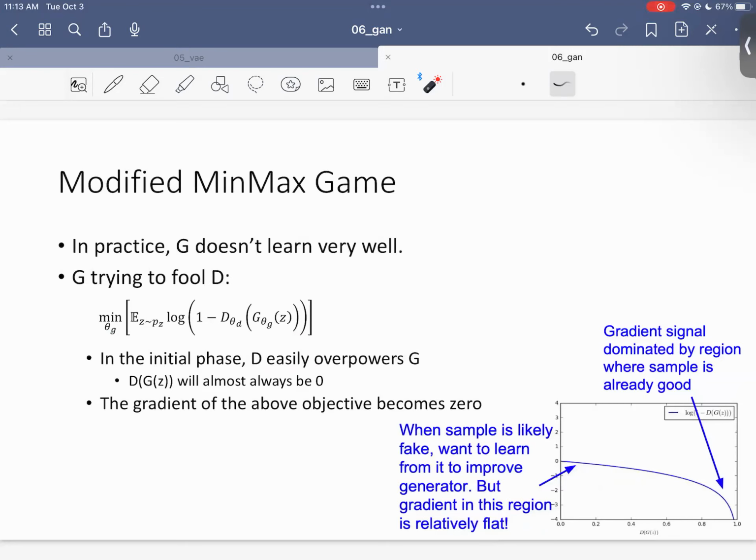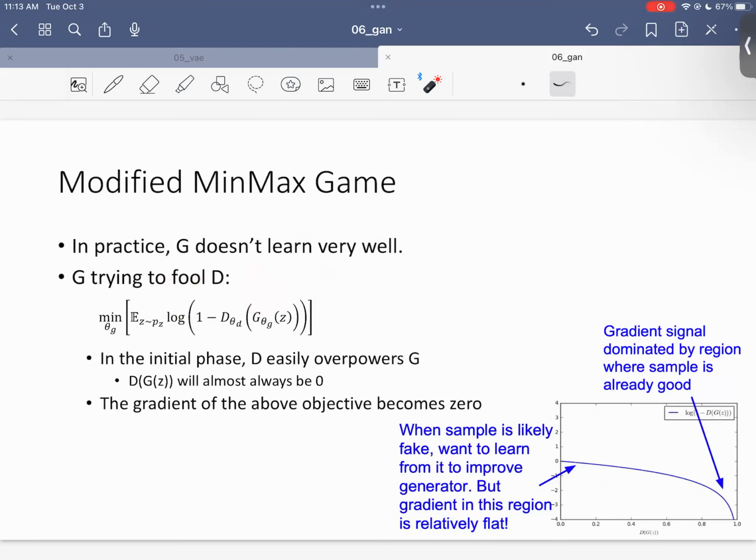So when D(G(z)) is almost 0 in the initial phase, this will become 1 minus 0, and that becomes log(1 minus 0). That means log 1, which means it'll be 0, basically. This term will be 0. So when this term becomes 0, the gradient will also be 0 mostly.